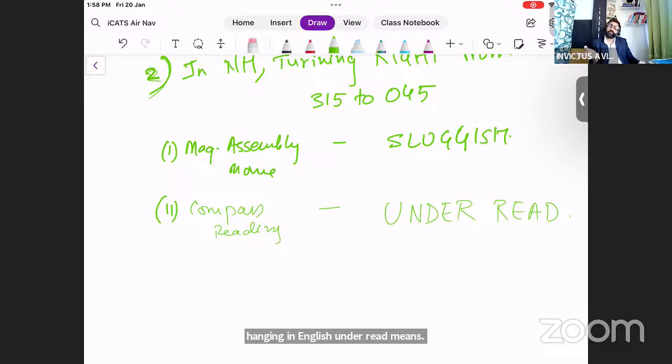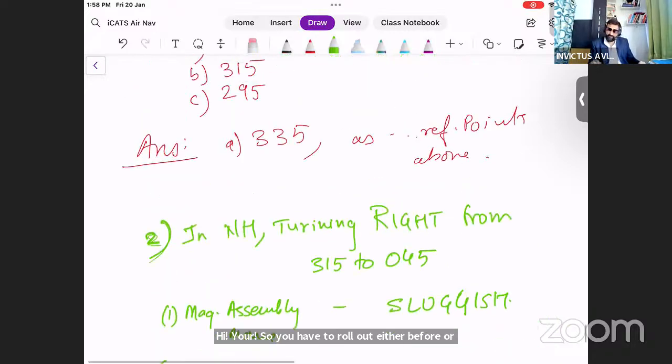If you align or roll out at 045 after the turn, then the compass is under reading. It means it's actually not on 045. It is higher. So you have to roll out either before or late. Let's see that, okay? Compass reading, under reading.